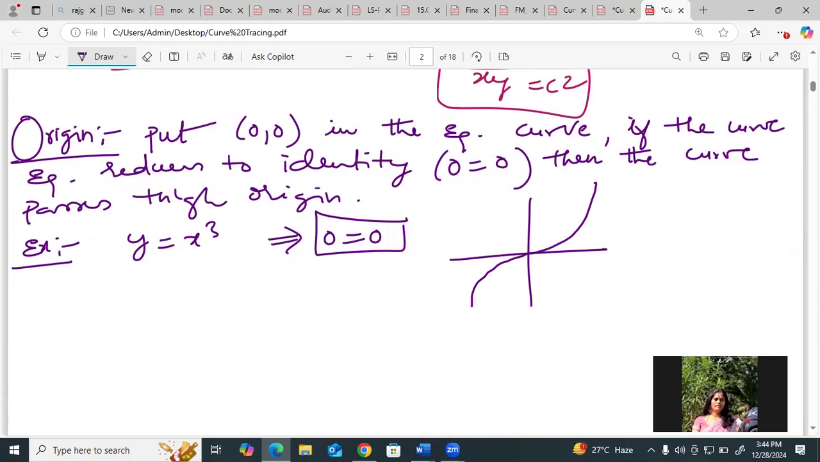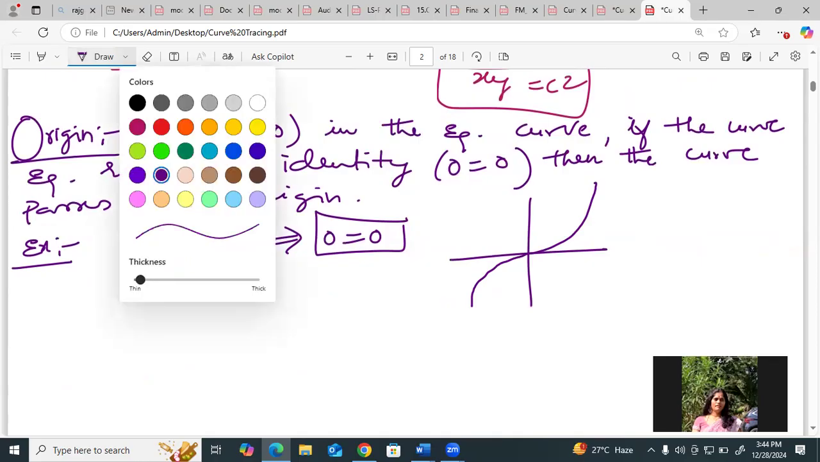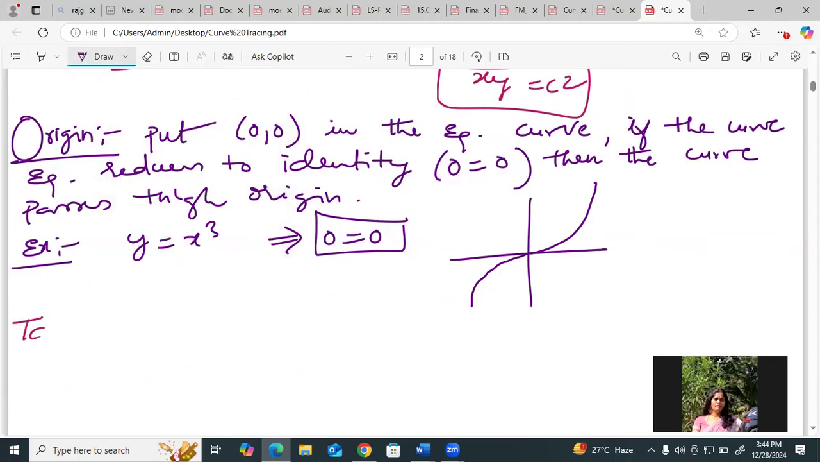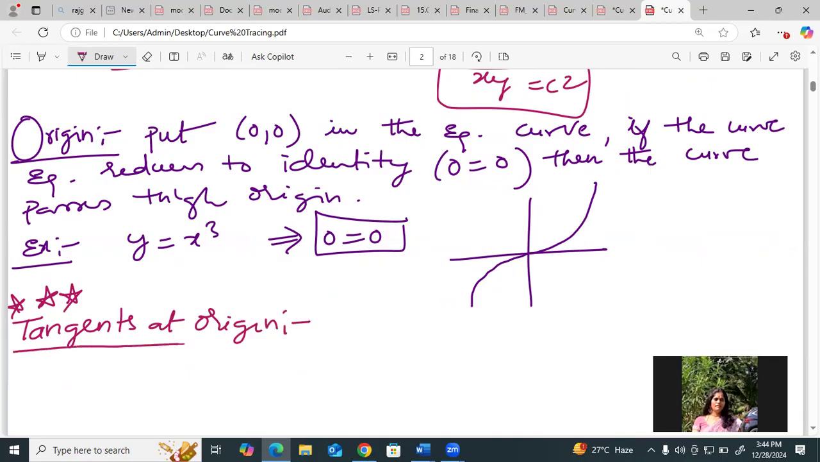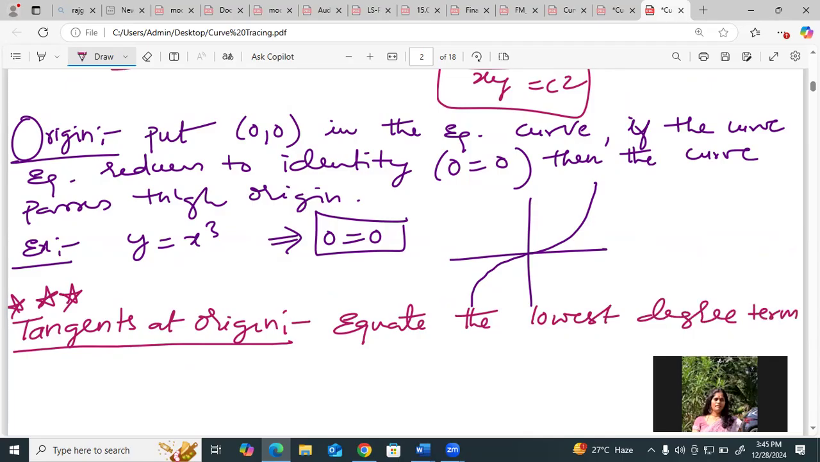Origin. If the curve passes through origin, there's another important point called tangents at origin, which would be very much helpful to you. Tangents at origin is very, very important, because these decide the basic shape of the curve. How do I find tangents at origin? Please see here. There's a shortcut for it. What I will do, equate the lowest degree term in the curve equation to 0. Let me consider an example and show.